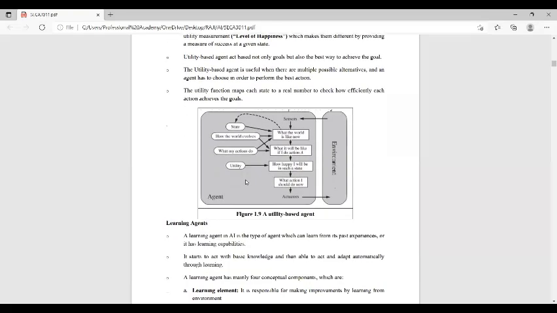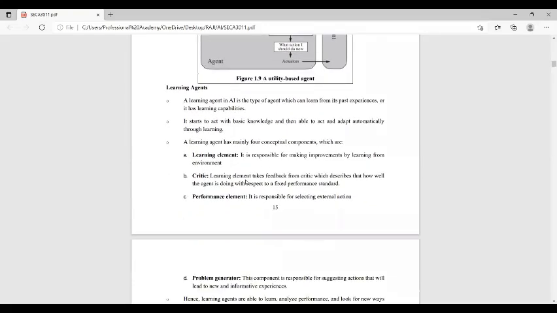So look at this diagram. It will get input through the sensor, the current state, and it will be checked with the past history to decide what action to do. Having some actions, it will check the utility of an action. That is, how happy I will be in a particular state. So based on my happiness, the action will be performed and it will change the environment. So that is called a utility-based agent.